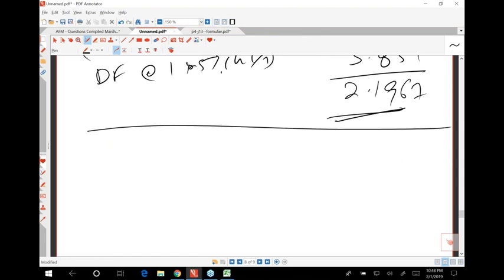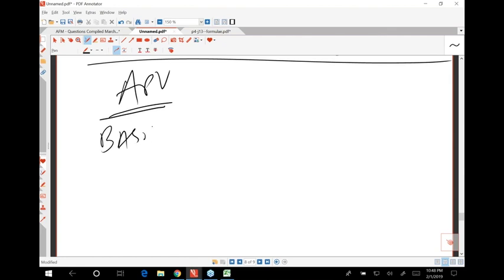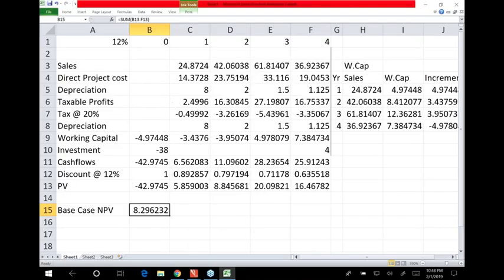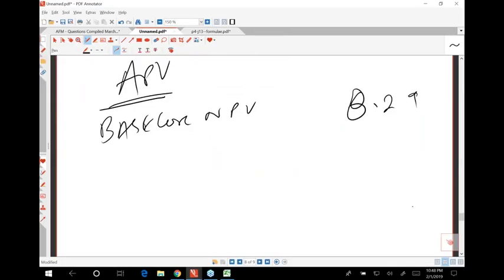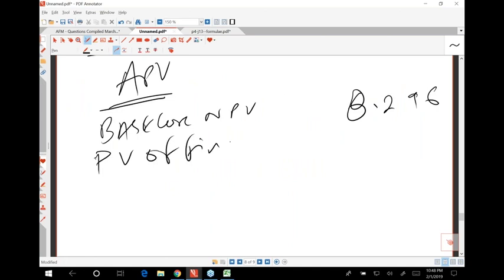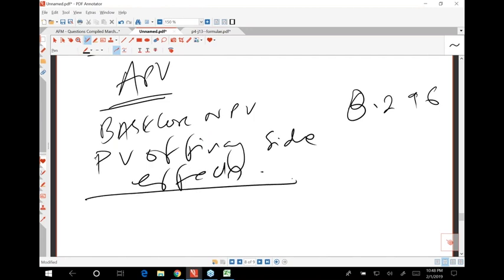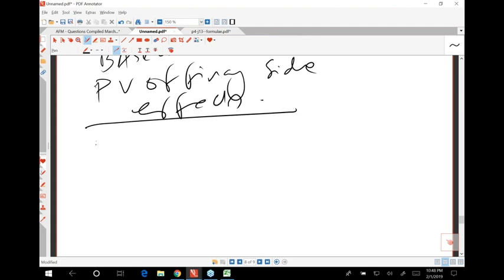Now, if we talk about the APV calculation for this scenario, the APV calculation is going to be base case NPV, which is 8.296. The base case NPV is 8.296 million. That's what the base case NPV is. And then you add the present value of financing side effects. So when we talk about the present value of financing side effects, the first thing is the net issue cost.